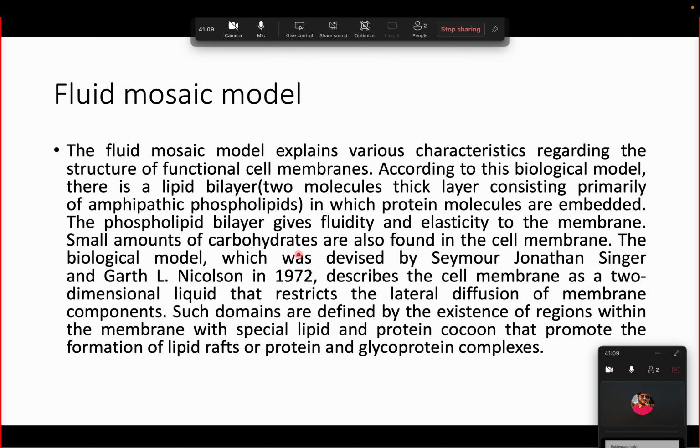The biological model, which was devised by Singer and Nicholson in 1972, describes the cell membrane as a two-dimensional liquid that restricts the lateral diffusion of membrane components. Such domains are defined by the existence of regions within the membrane with special lipid and protein composition that promote the formation of lipid rafts of proteins and glycoprotein complexes. Okay, so it's a very simplistic way of defining a fluid mosaic model.